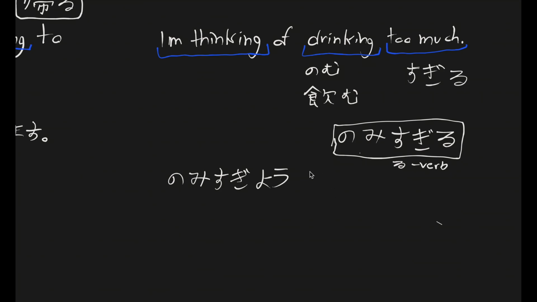So what is our ending now? To omo. What's the ending after this? Now, since it's I'm thinking of, not I've been thinking, and the subject is me and not another person, it would be omoimasu. So the full sentence translation of I'm thinking of drinking too much would be nomisugiyo to omoimasu. That is the translated form, or the translation of I'm thinking of drinking too much.